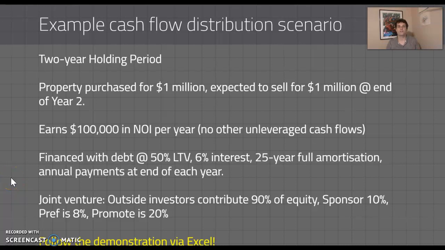Hello, welcome to this short introduction to how we distribute cash flow in a return on capital arrangement in an equity joint venture. Our scenario that we're going to walk through is this short 2-year holding period. I encourage you to press pause now and work through it on your own before coming back to walk through it together.